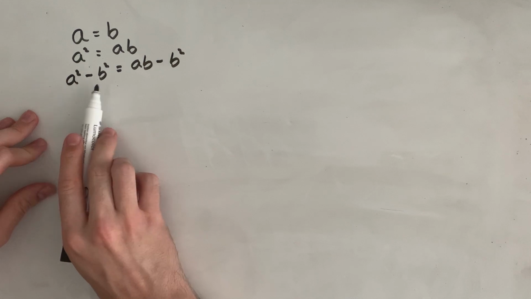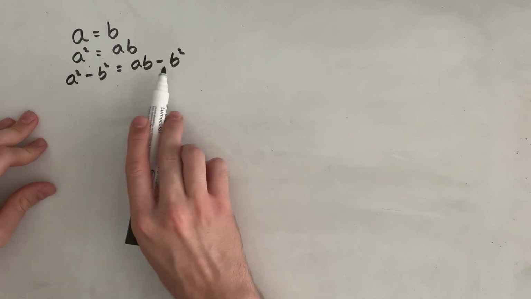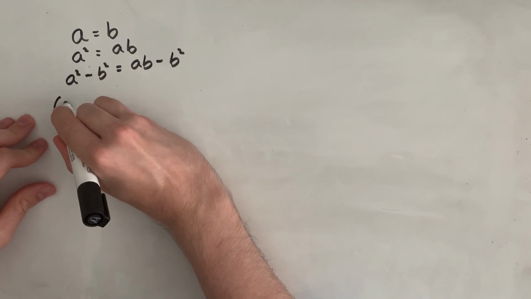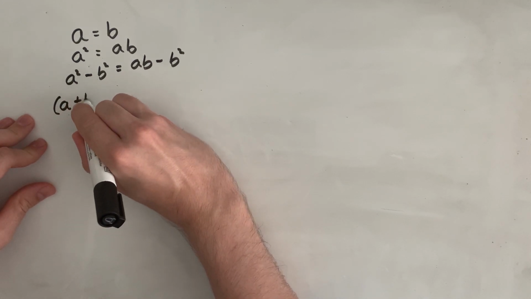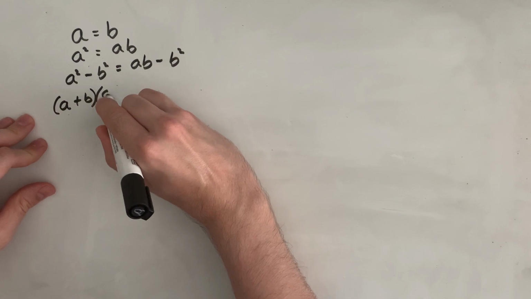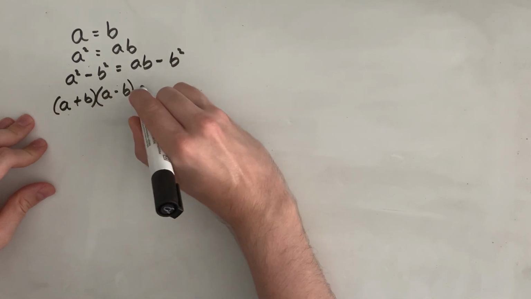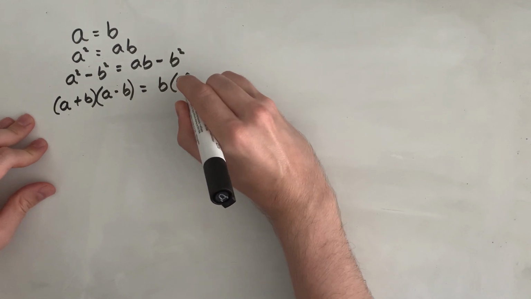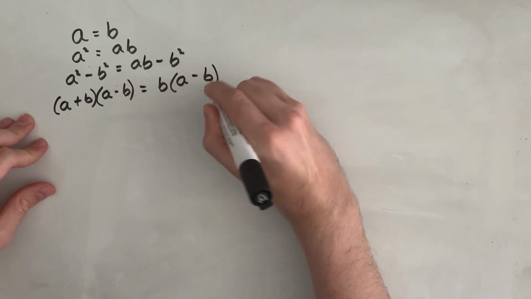Well, now, as you'll notice on this left-hand side, this is simply the difference of two squares, and we can also factorize this right-hand side. So doing that will yield, using the difference of two squares, A plus B multiplied by A minus B equals B into A minus B.